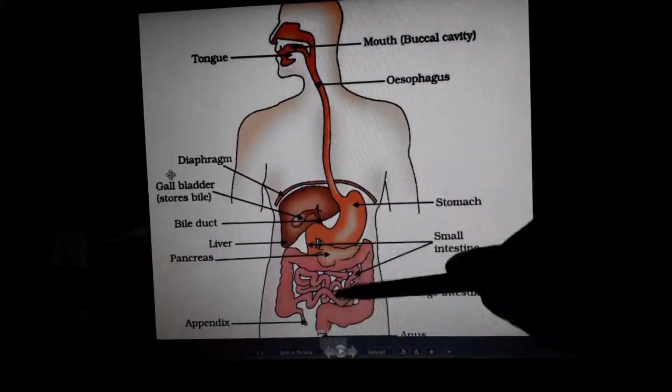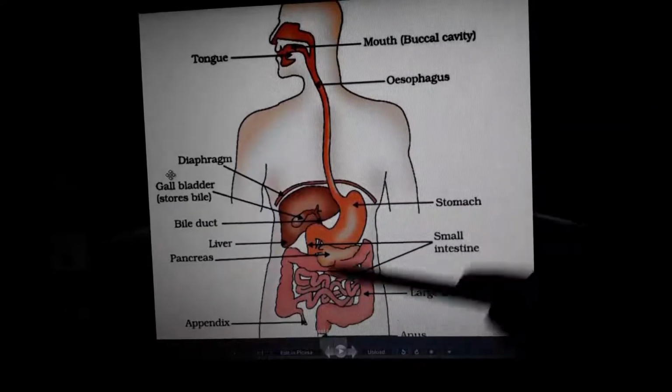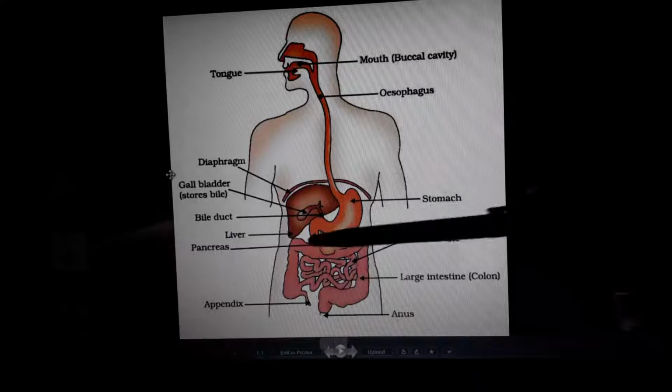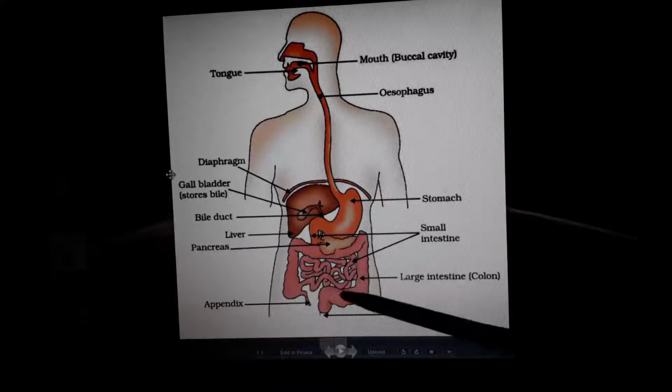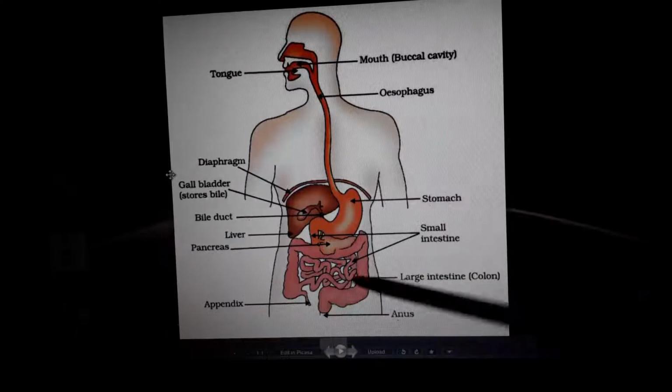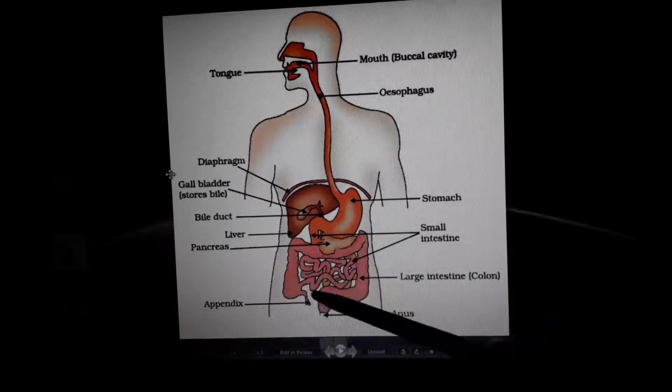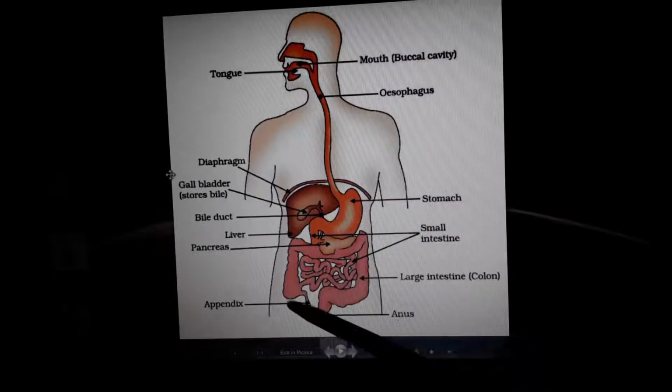Then the small intestine. See, this is a tube-like thing, not a pipe-like thing; it is called the small intestine. Next comes the large intestine, a bit bigger, same as the small intestine. Then comes the anus, through which ejection takes place, the waste is thrown out. And here is one more part called the appendix. Nowadays this appendix does not have any use. In olden days it had some use, we will discuss that later.